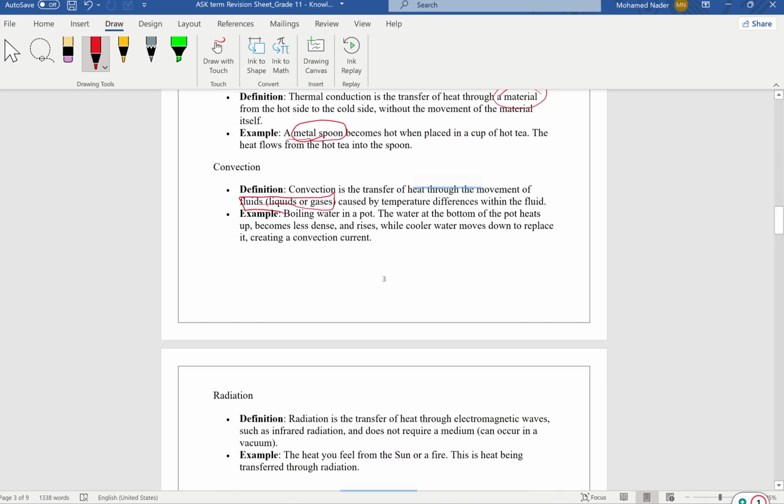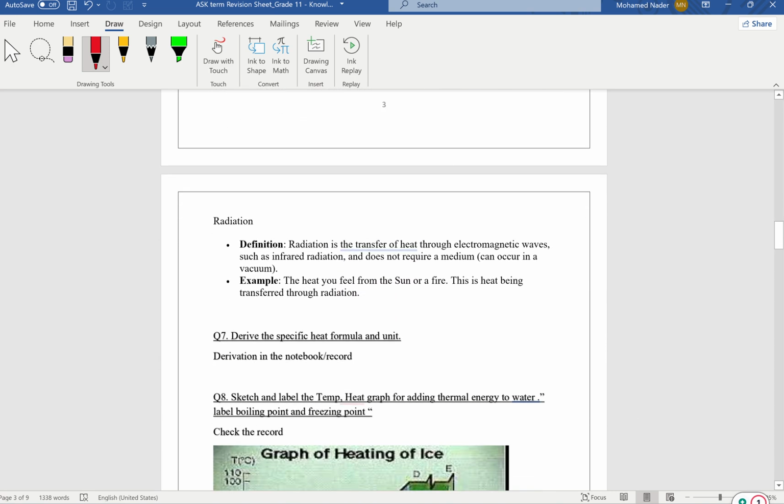And for radiation, the heat will be transferred through electromagnetic waves. Like when I say, for example, we have the sun, the heat that you are feeling from the sun, we can call it radiation. The heat which is coming from the light bulb is radiation. The heat which is coming from fire is radiation, because all of them are electromagnetic waves.